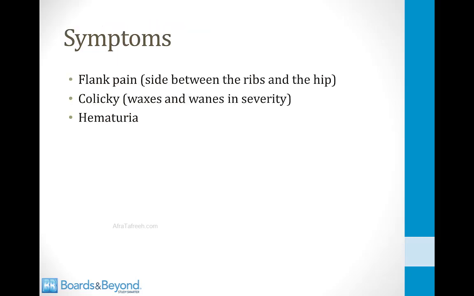There are some common symptoms to all types of kidney stones that you should be aware of, and the first one is flank pain. So that's pain that's located on the side between the ribs and the hip, and that's where the pain is often located in patients who have kidney stones. Patients with kidney stones describe the pain as colicky. So, what do I mean by that? That's pain that waxes and wanes in severity. And patients with kidney stones will describe waves of pain that sort of come and go. And then finally, most patients who have kidney stones have hematuria from damage to the ureters and collecting system by the stone.